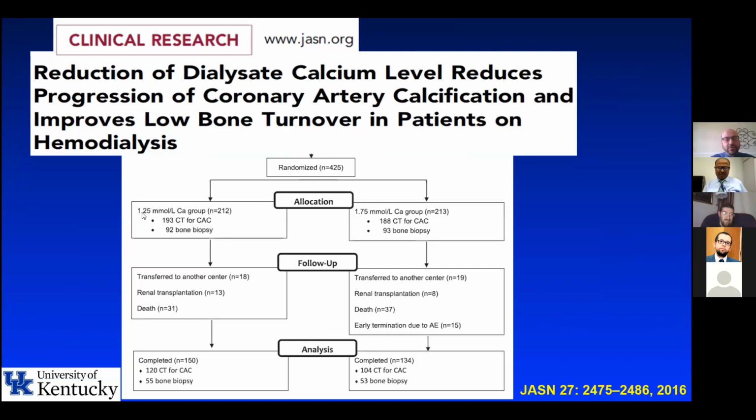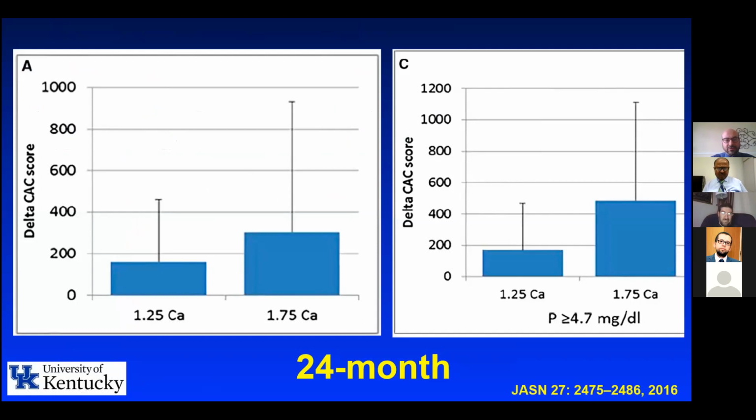So here they use 1.25 millimole, which is 2.5 milliequivalent, right? So they used either 2.5 or 3.5, so a little bit higher, okay? And they compared this, they did a coronary artery calcification score, and they did bone biopsies before and after. And as you see, patients on the 2.5 milliequivalent per liter or 1.25 millimole per liter, whatever you like to call it, had lower progression of their coronary artery calcification.